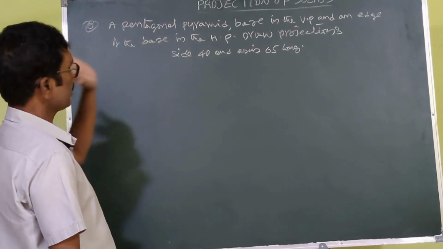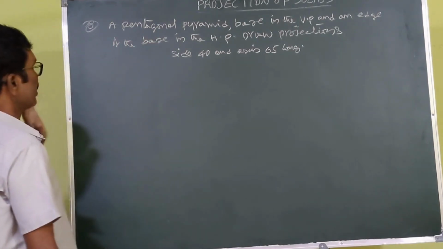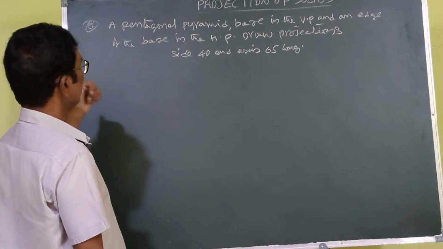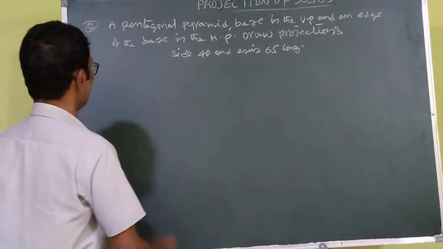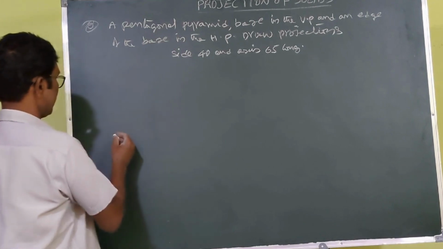Side 40, axis 65. Pentagonal pyramid, base in VP and one edge of base in the HP. Now how to draw these projections, let us see.